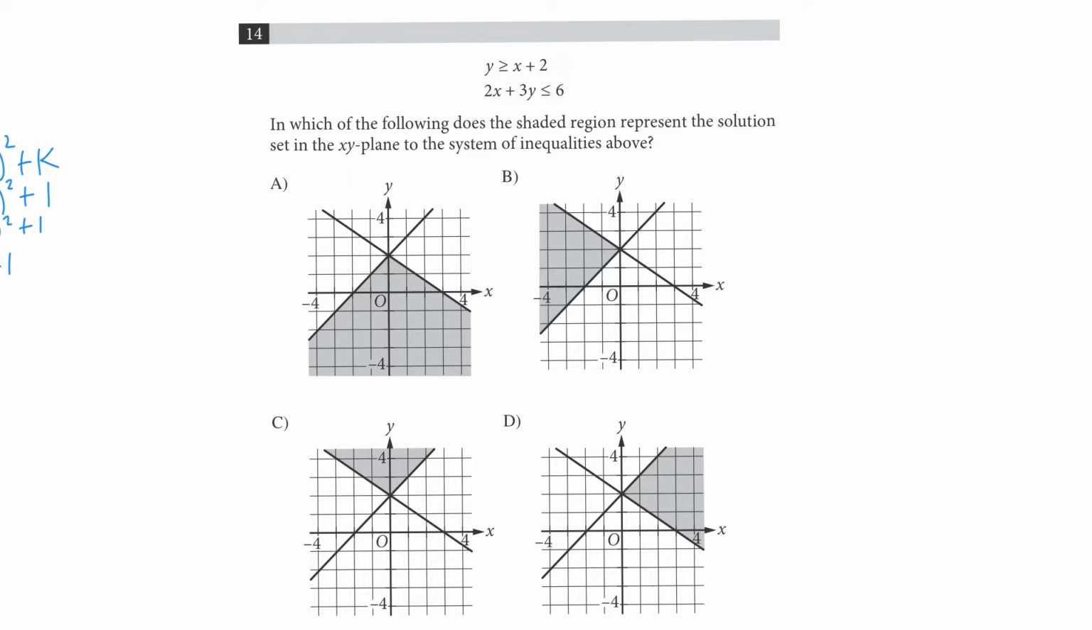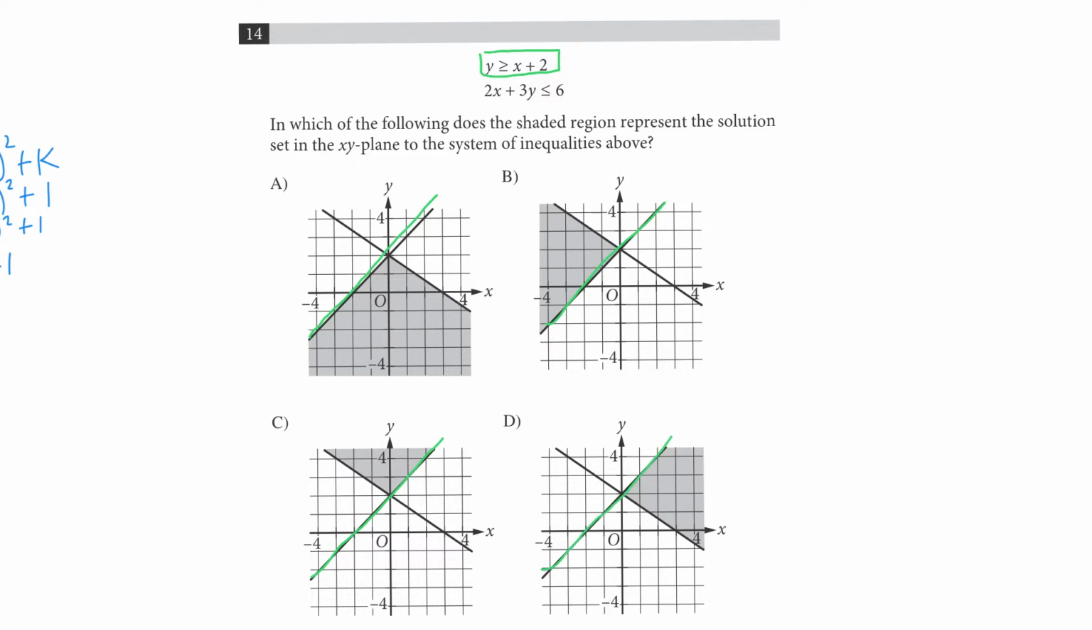Okay, problem number 14, we have a system of inequalities above. In which of the following does the shaded region represent the solution set in the xy plane to the system of inequalities? Okay, the first one says that y is greater than or equal to x plus 2. Now I look at all of these, and the lines are all the same. So y is greater than or equal to x plus 2 is going to be this line right here, or this line right there, or this one right there, or this one right there.